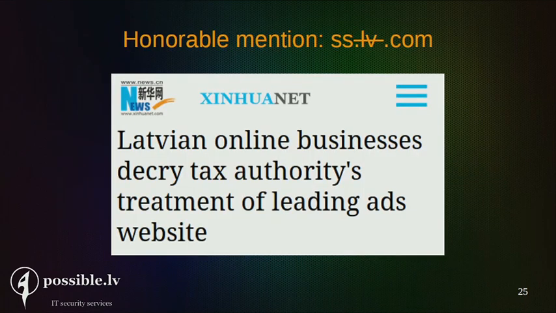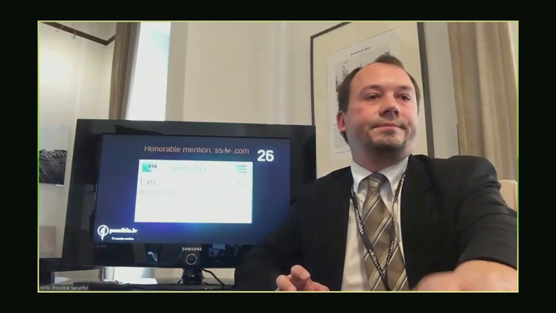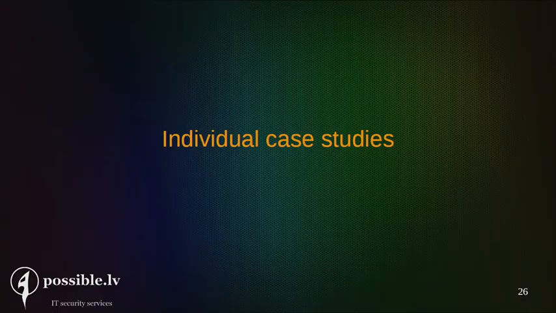Of course, I have to mention the SS.com case, which happened just recently when the State Revenue Service tried to exercise their new right. We will, I think, still see the outfall of that case further down the line. Shortly, two individual case studies that didn't warrant talking about countries as a whole, but are different types of censorship that we should take a look at and you should be aware of.